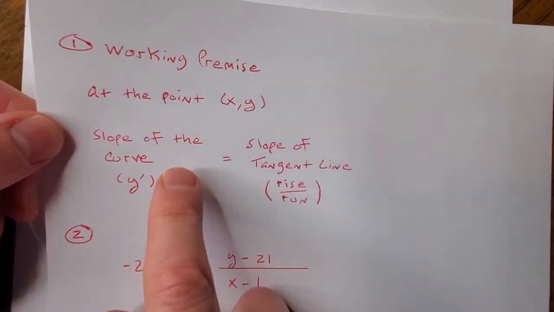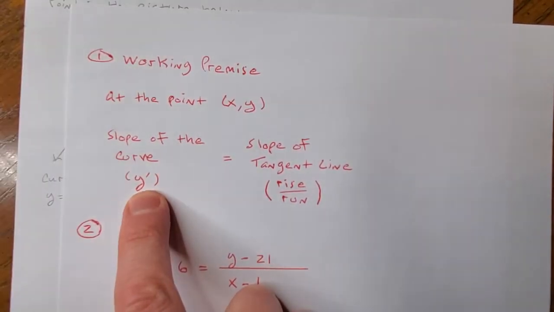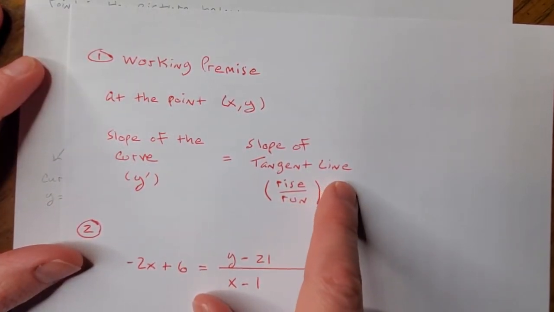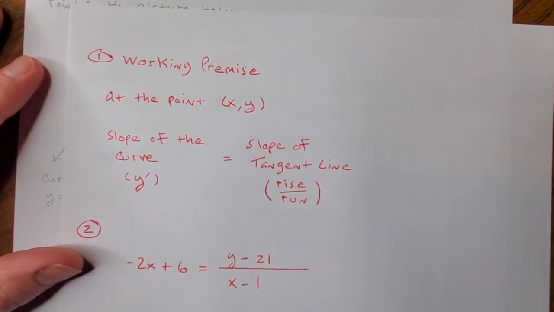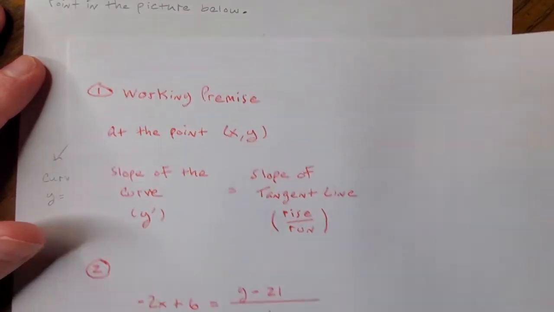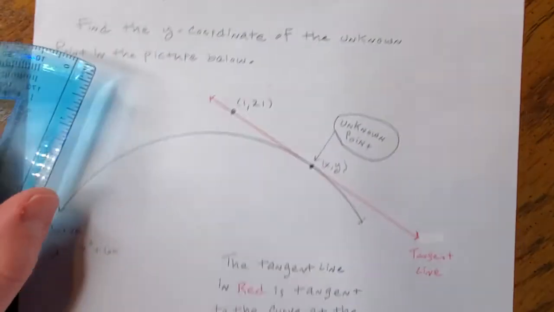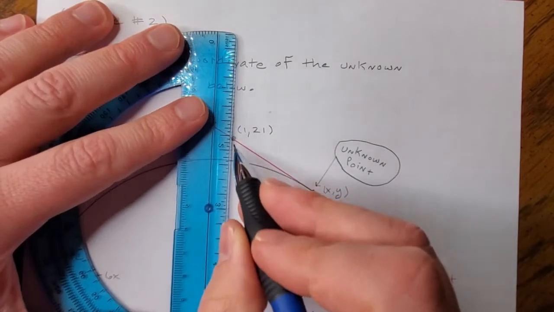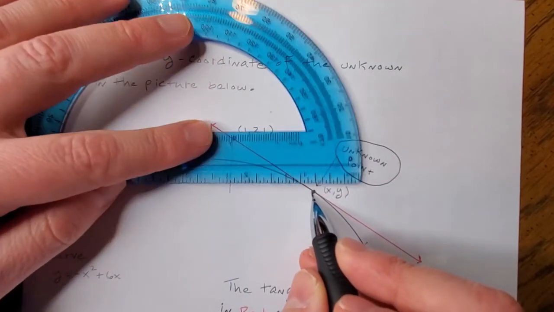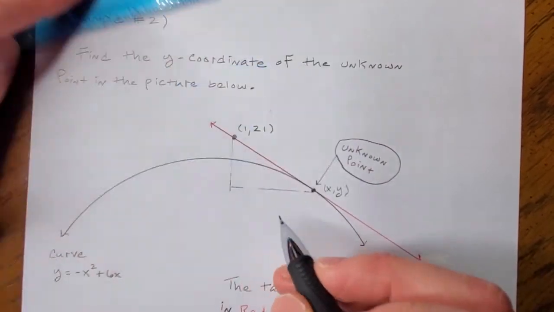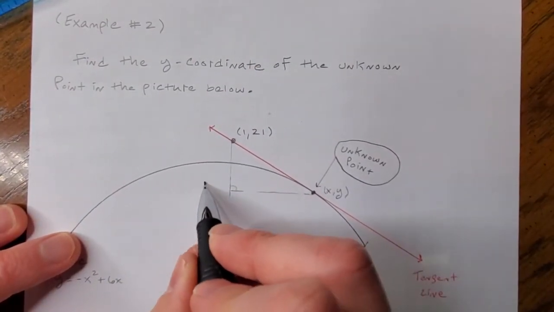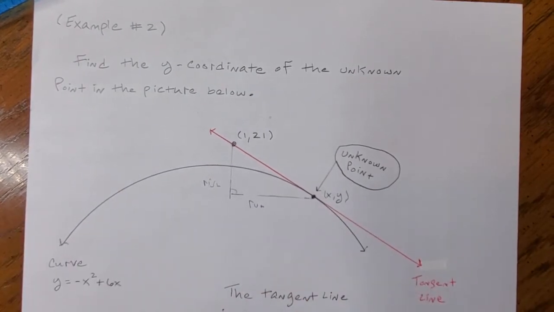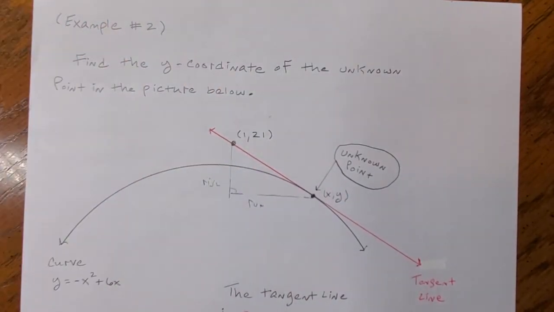We'll find the slope of the curve by y prime, the derivative, and we'll find the slope of the tangent line. Well, how do you find the slope of a line? You find the rise over the run between two known points. So in other words, right here I see the tangent line in red ink, and this is the rise and this is the run. That's the basic idea, rise over run. You've got this point and that point, and so you can do rise over run with the formula that we all learn in algebra.